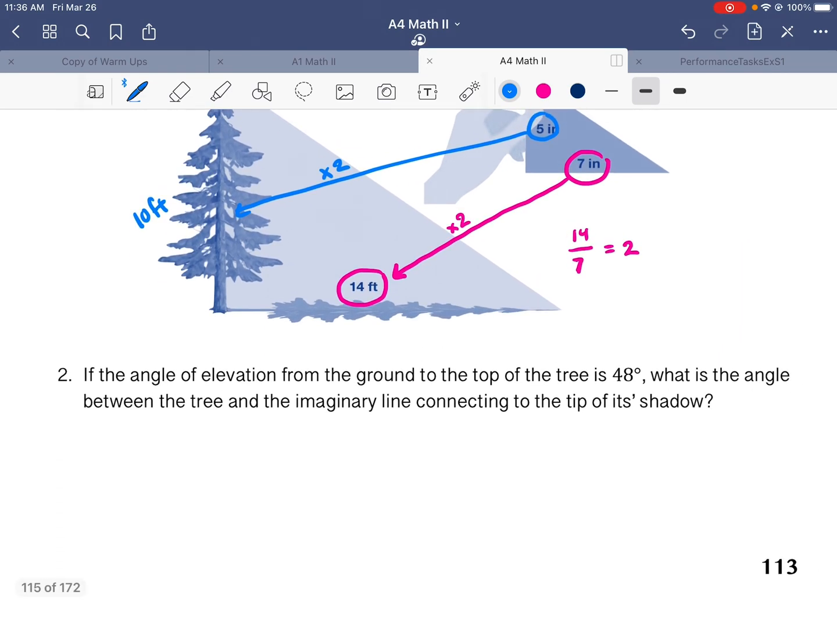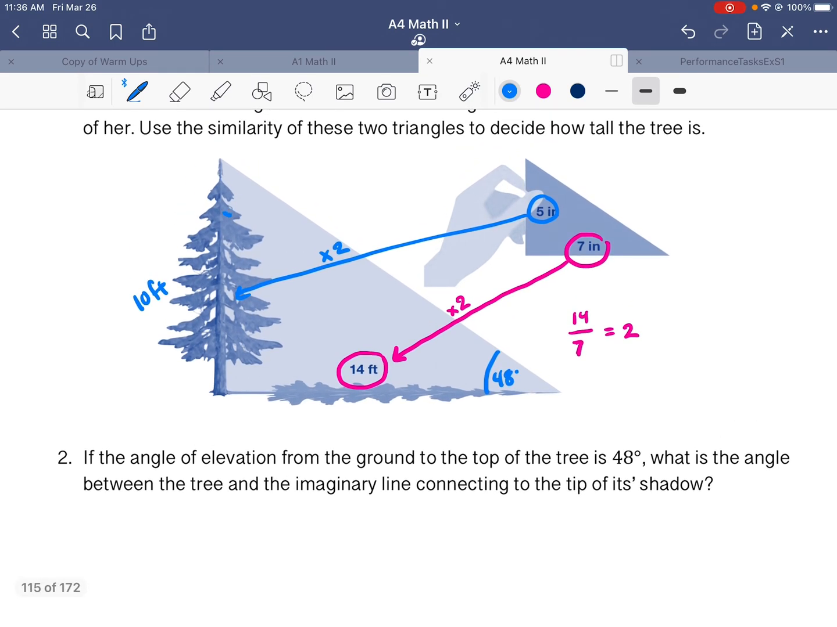A second question here: if the angle of elevation from the ground to the top of the tree, so we are talking about this angle, that's elevation, is 48 degrees, what is the angle between the tree and the imaginary line connecting to the tip of its shadow? So this is this angle here that we're talking about. We're assuming the tree is growing at a 90-degree angle from the ground, and using that information we can subtract 48 and 90, sorry, I'm writing this incorrectly. 180 minus 90 minus 48 equals 42 degrees. So this is a 42-degree angle there.